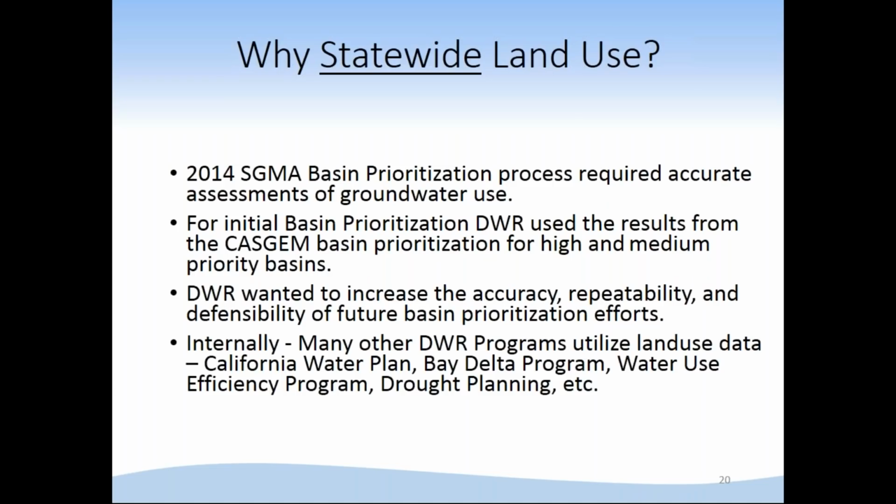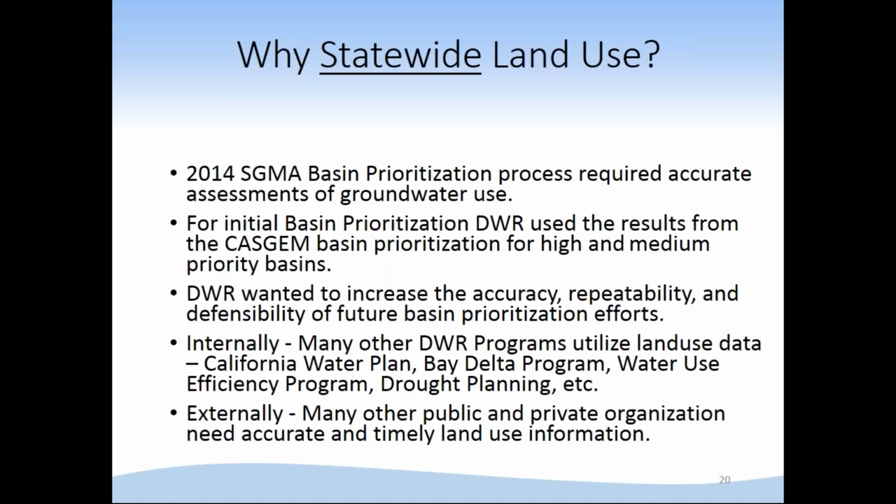And then internally, there are many programs that utilize the land use data. So we have the California Water Plan that looks at what the water use is now, and projects what the water use is going to be in the future and how we're going to address those water uses. The Bay Delta Program, the Water Use Efficiency Program, drought planning, as I discussed previously. So we have a lot of programs in DWR that could utilize highly accurate statewide land use data. And then externally, the public can use this information, the GSAs can use this information, other private organizations. There's a need for accurate and timely land use information throughout California.